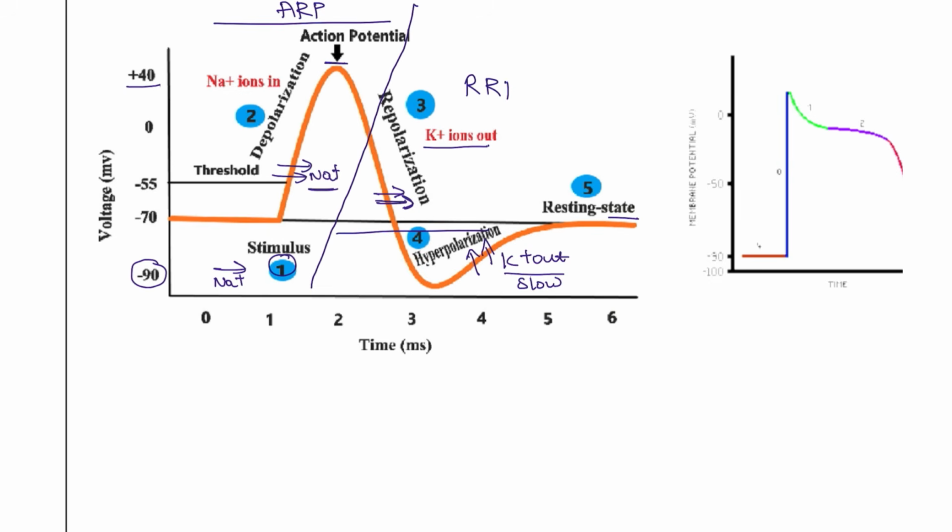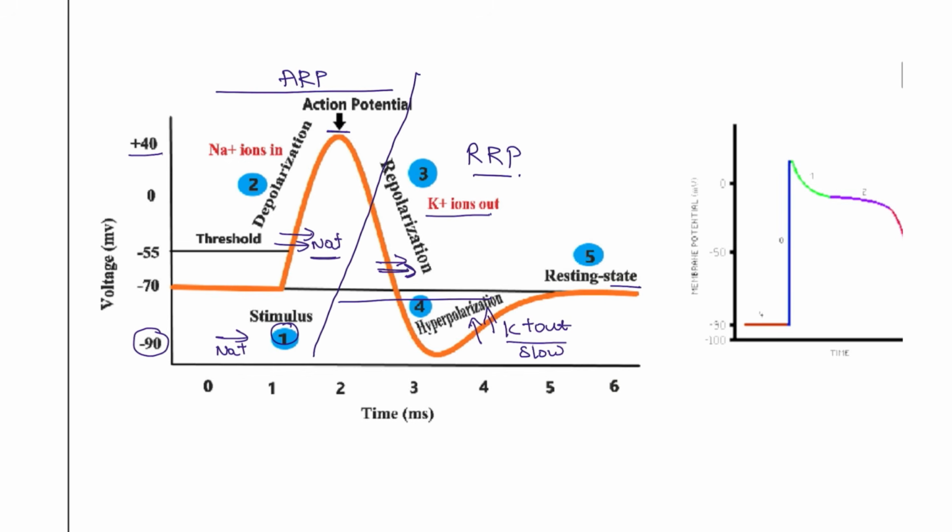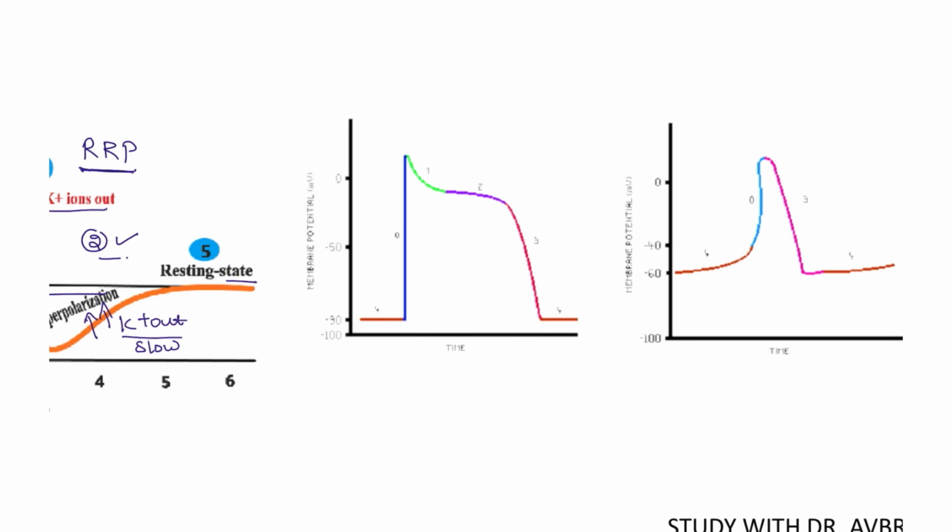What is the difference between these two periods? In the absolute refractory period, if the first stimulus is given and you give a second stimulus, it is not going to work. But in the relative refractory period, if you give the second also, it is going to generate a stimulus again. That is the absolute refractory period versus the relative refractory period. Next, this is for the nerve stimulus. Next, we will be moving on to the cardiac.